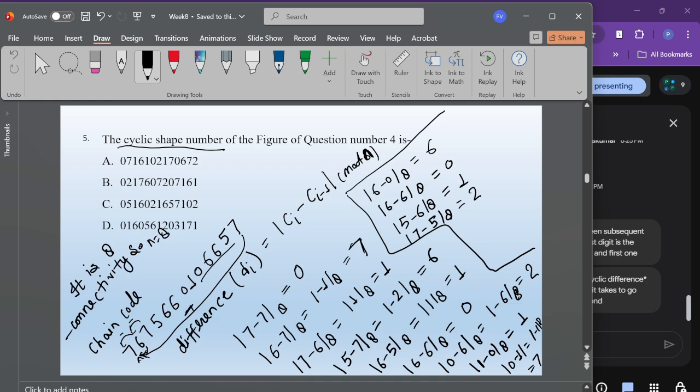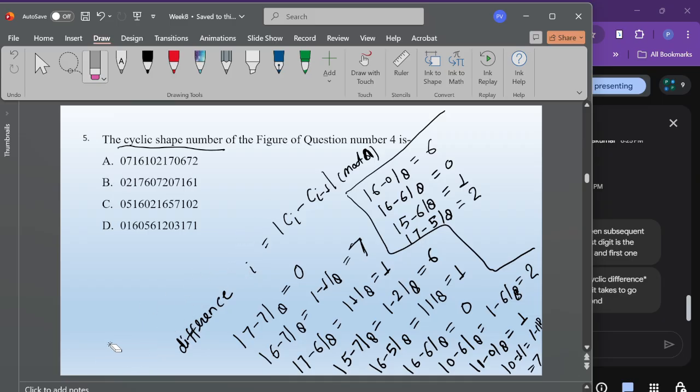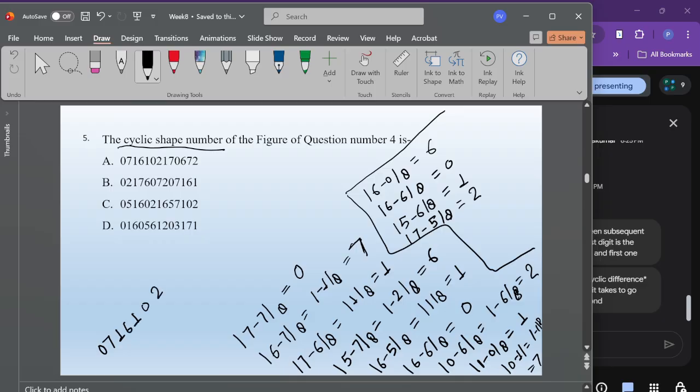Now what we have got is the state number of this chain code. I'm just removing it from here, and then we'll write it here. So what we have got is 0, 7, 1, 6, 1, 0, 2, 1, 7, 6, 0, 1, 2. Right? This is the number we have got after taking the difference.